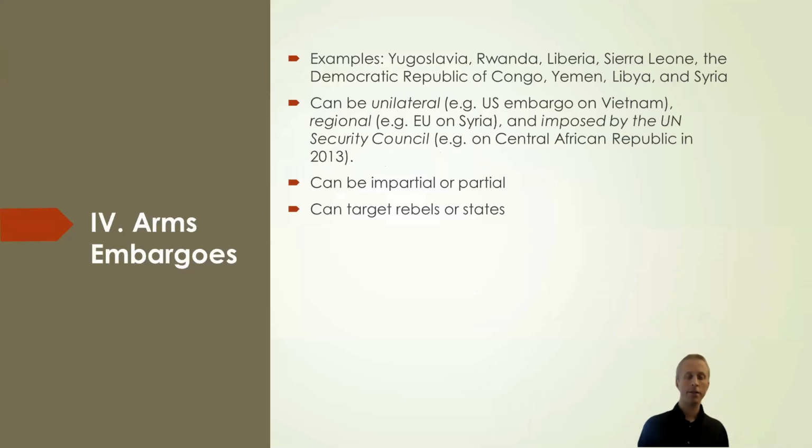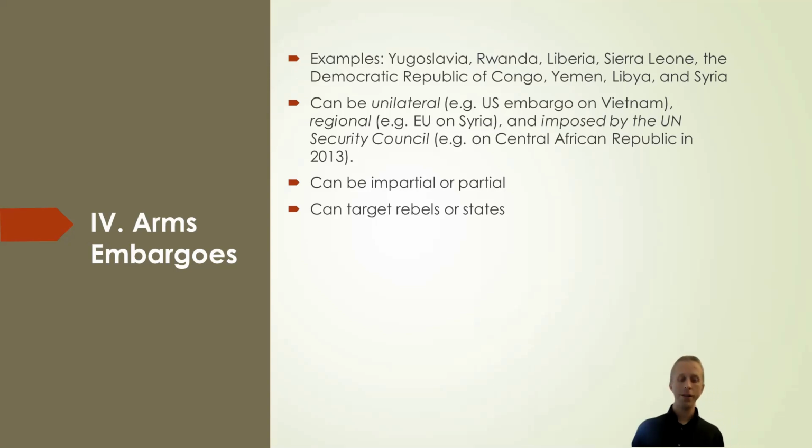As I said at the start of today's lecture, these can be seen as a form of military sanctions. Arms embargoes have been another tool of response to serious conflict and mass atrocities. They've been used by states to tackle many of the major conflicts and mass atrocities over the past 30 years or so, including Yugoslavia, Rwanda, Liberia, Sierra Leone, the Democratic Republic of the Congo, Yemen, Libya, Syria, and so on.